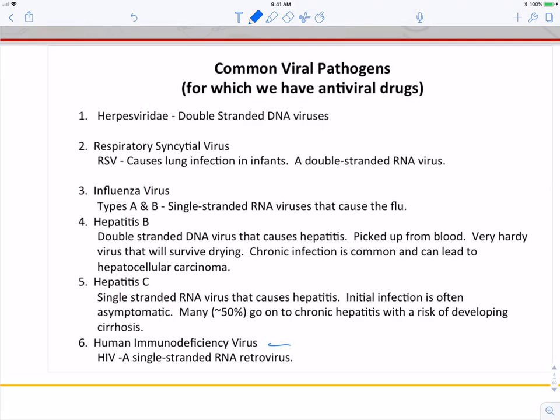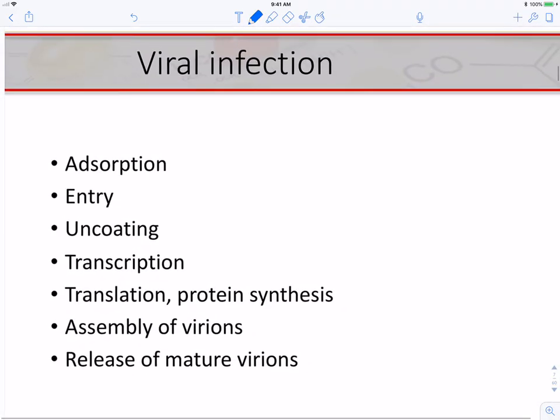So the common viral pathogens for which we have antiviral drugs are herpes, RSV, influenza, hepatitis B and C, and HIV. And actually HIV is the one for which we have the most rational development of drugs. And that was due to the emergence of the virus in the late 80s, early 90s, and the deployment of a large amount of research money in order to investigate the virus. And so that resulted in structural analysis of the viral proteins and the discovery of many targets.